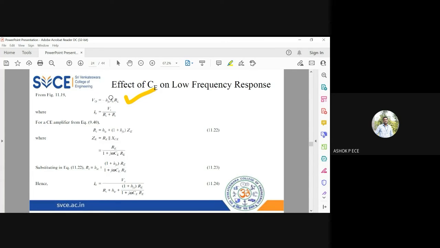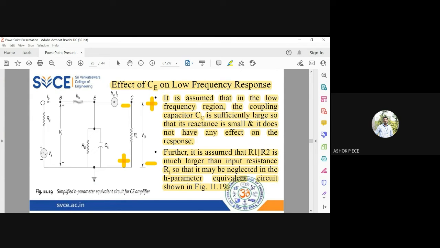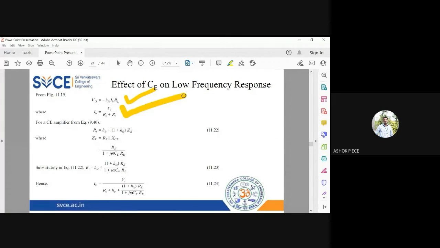And I have to find out what is IB. See the input side. This total current IB is given by Vs by Rs plus HIE. The total voltage of the input is Vs. The total resistance in the path is Rs plus HIE. So on the input side I have Rs plus HIE. The total resistance is Rs plus HIE. So IB equal to Vs divided by Rs plus HIE. That is what is given here.